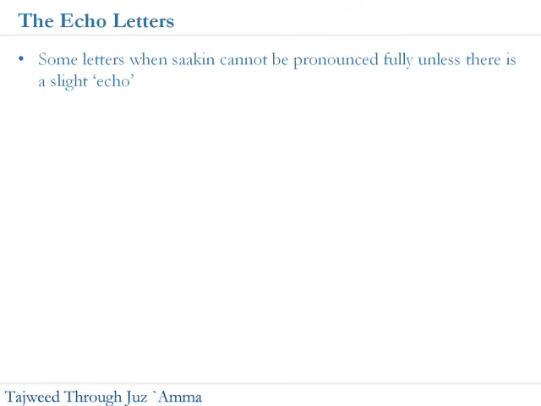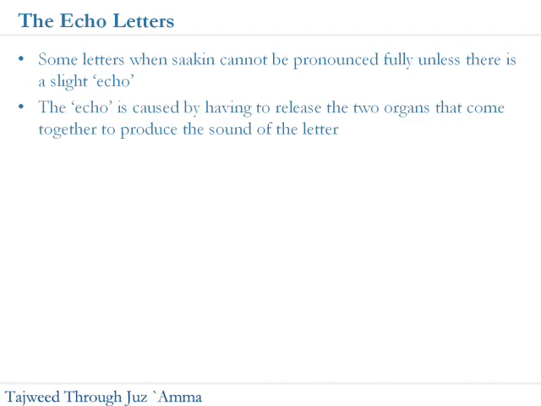So the first thing we've got to note is there are some letters that when they're sakin, i.e. they carry a sukoon, you cannot pronounce them unless there is what we call in English a slight echo. Now the echo itself is caused by having to release the two organs that come together to produce the sound of the letter. So I'm going to explain this with some examples.